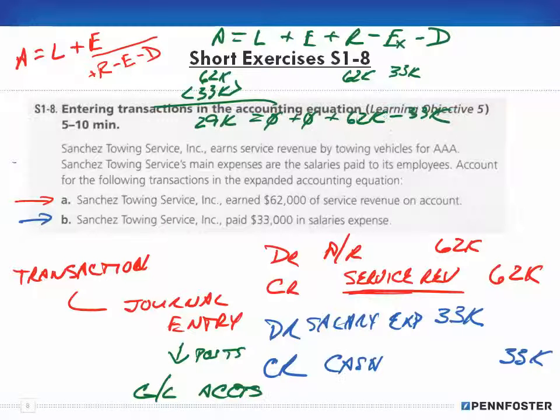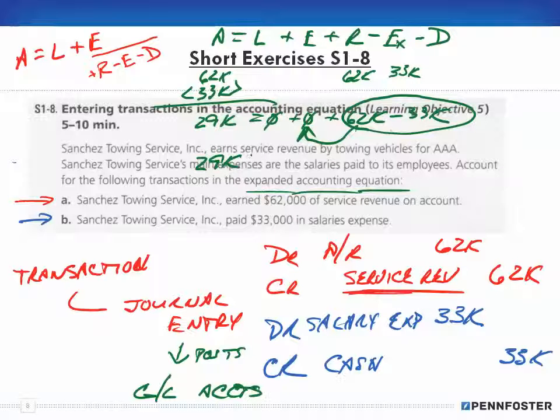So that's our accounting for the transactions in the expanded accounting equation. But remember, the accounting equation always has to balance. So when we actually do the math here, and remember, our revenues, expenses, and dividends always get closed out to our equity accounts. So if we did that in the basic accounting equation, we have 29,000 equal to 0 in liabilities plus 29,000 in equity. Okay, so our accounting equation balances at 29 is equal to 29.